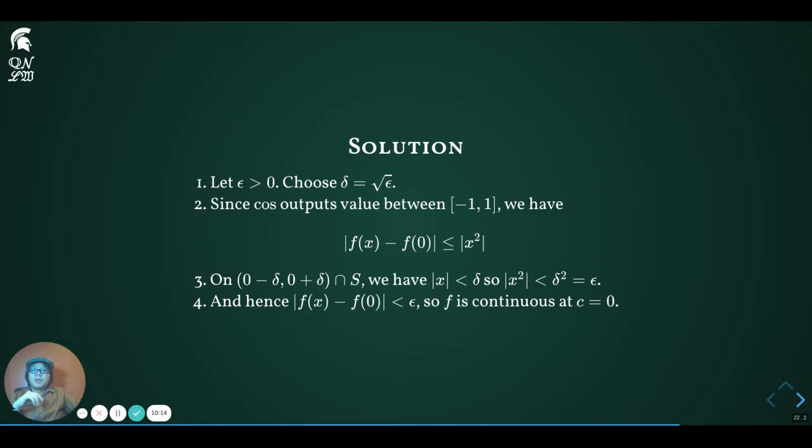Let epsilon be positive. Take delta to be root epsilon. Since cosine's output is between -1 and 1, we can evaluate the difference of f of x and f of 0 as the difference between x squared times something that is at most 1 and the number 0. So this difference is no bigger than x squared. On the interval from 0 minus delta to 0 plus delta intersected with S, necessarily we have the absolute value of x is less than delta. And so the value of x squared is no more than delta squared. And hence, with our initial astute choice of delta, this shows that f of x minus f of 0 is no more than epsilon, showing the continuity of f at C.